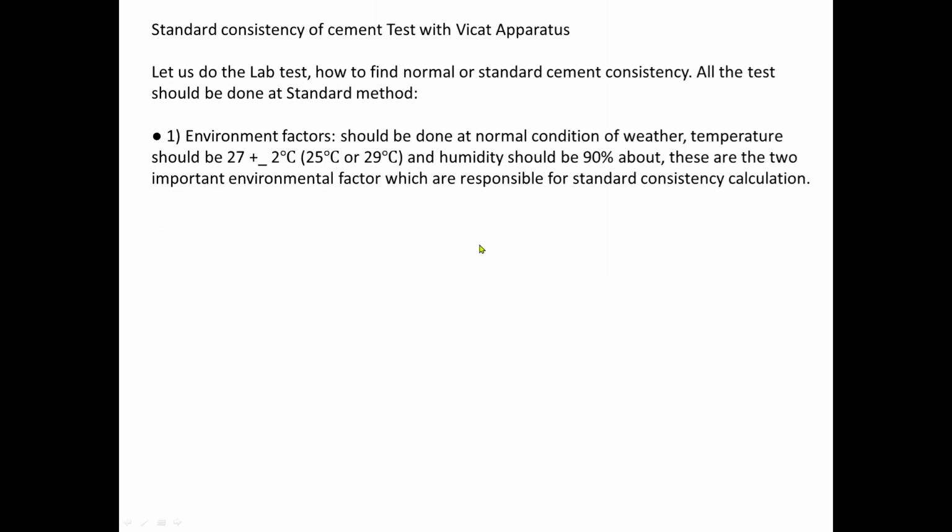First, we have to consider that the environmental factors should be at normal conditions. Temperature should be 27 plus or minus 2 degrees Celsius, or ranging from 25 to 29 degrees Celsius, and humidity should be 90% or above. These are the two important environmental factors which are responsible for standard consistency calculation.